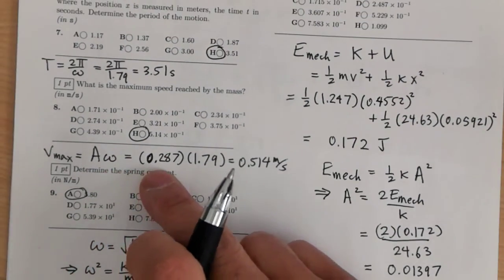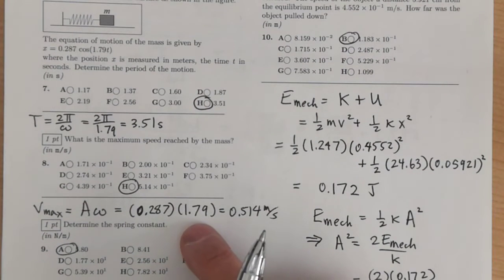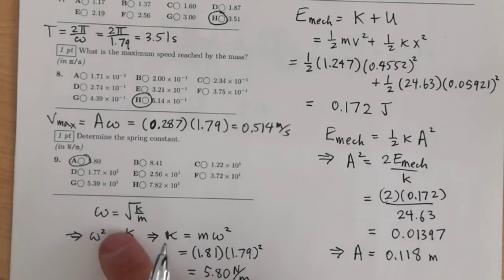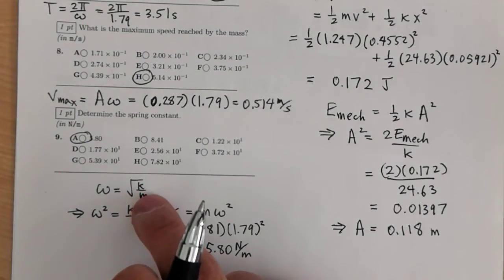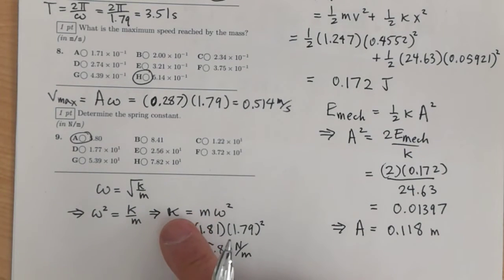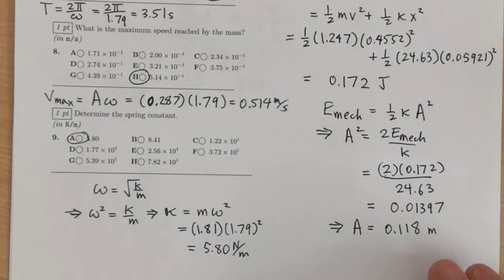Okay, A omega: A is 0.287, omega is 1.79, you get 0.514 meters per second. Next one is to determine the spring constant. Omega is equal to the square root of k over m for a mass on a spring. So omega squared is k over m. Solve for k is m omega squared. And we get 1.81 times 1.79 for omega squared, and we get 5.80 newtons per meter.